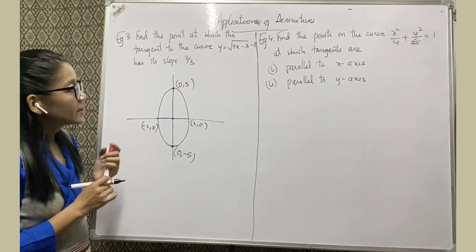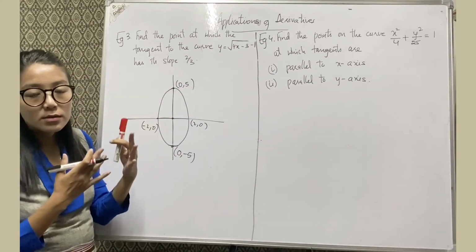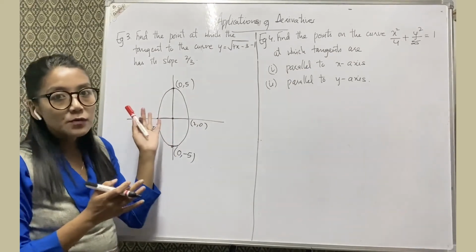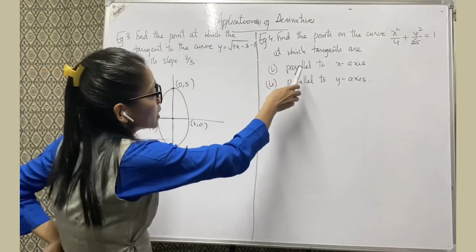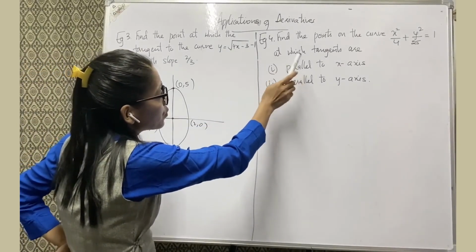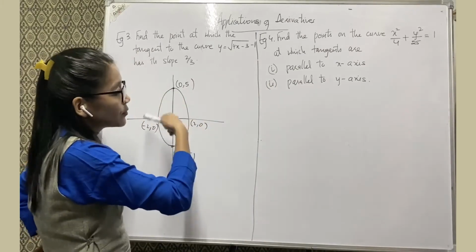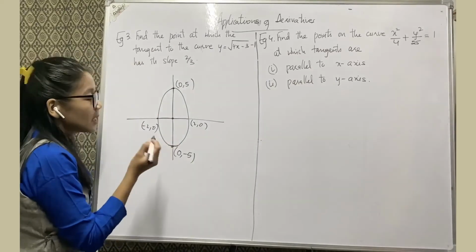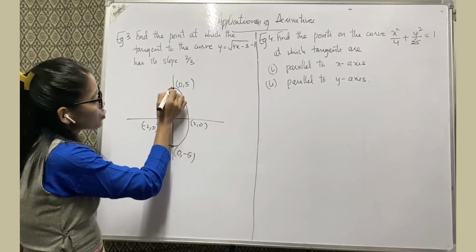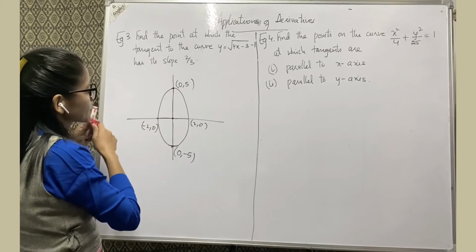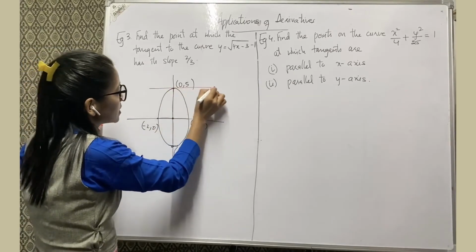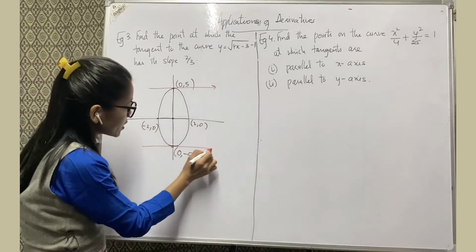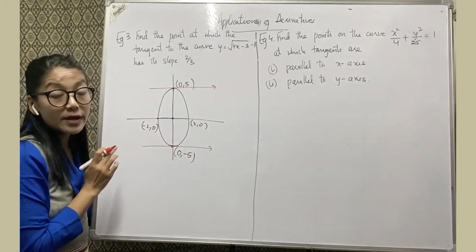All right, now look at this. Without solving it theoretically, we'll just try to interpret it using the graph of the curve. We are given: find the points on the curve from which when you draw the tangent it is parallel to x-axis. Now you look here. If I draw a tangent from this point, this tangent is parallel to x-axis, right? And also from this point, if I draw the tangent, this tangent is parallel to x-axis.